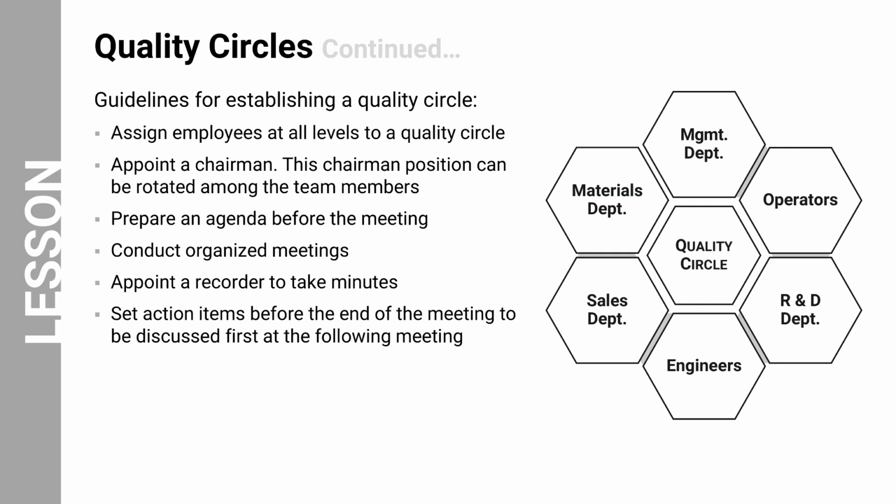To establish a productive quality circle, the following guidelines should be followed. Assign employees at all levels to a quality circle. Appoint a chairman. This chairman position can be rotated among the team members. Prepare an agenda before the meeting, conduct organized meetings, appoint a recorder to take minutes, and set action items before the end of the meeting to be discussed first at the following meeting. Quality circles work best when they are supported, encouraged, and provided resources by senior management. Participants also benefit by learning through peer-to-peer interactions.